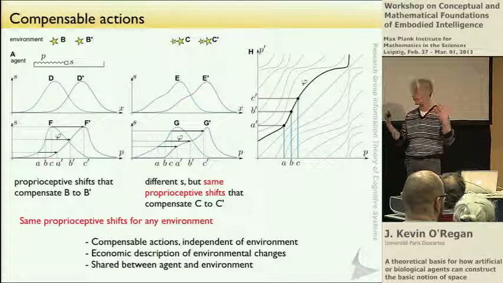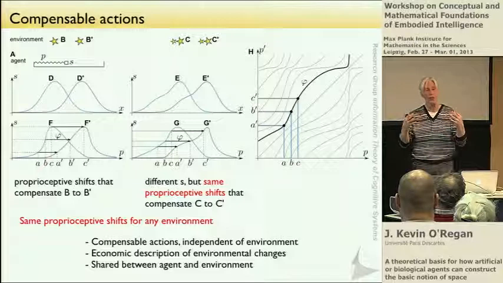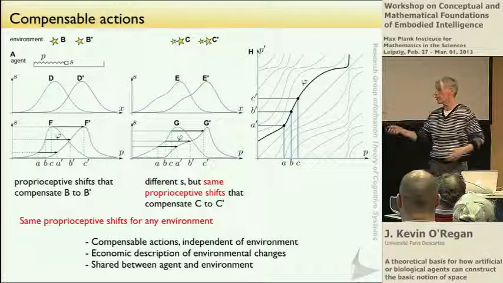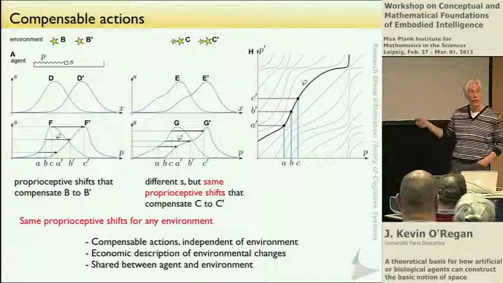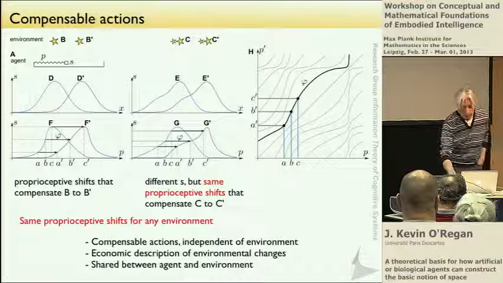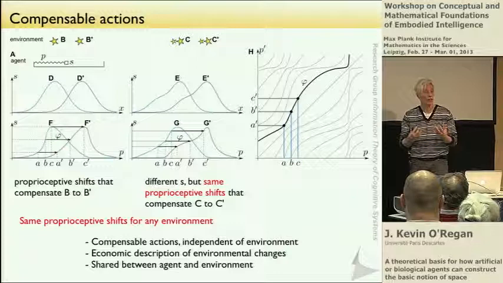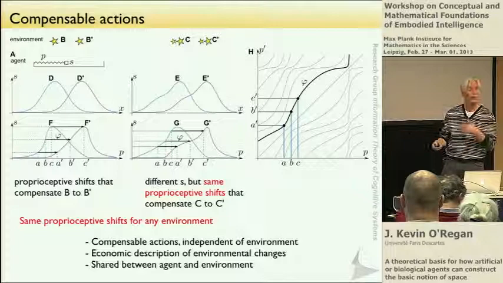It's a very large degree of reduction in degrees of freedom from what you would have expected, because these are very high dimensional spaces. And here we only need, in this case, a one-dimensional parametrization to describe these phi functions. And also note that we're approaching something I said at the beginning of my talk, namely we have the intuition that space is something shared between the agent and the environment, and indeed, because of the notion of compensability, it is something shared between the agent and the environment.